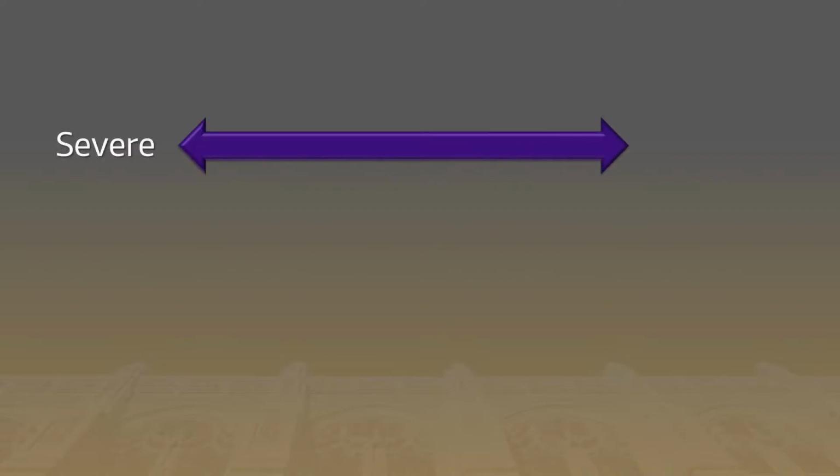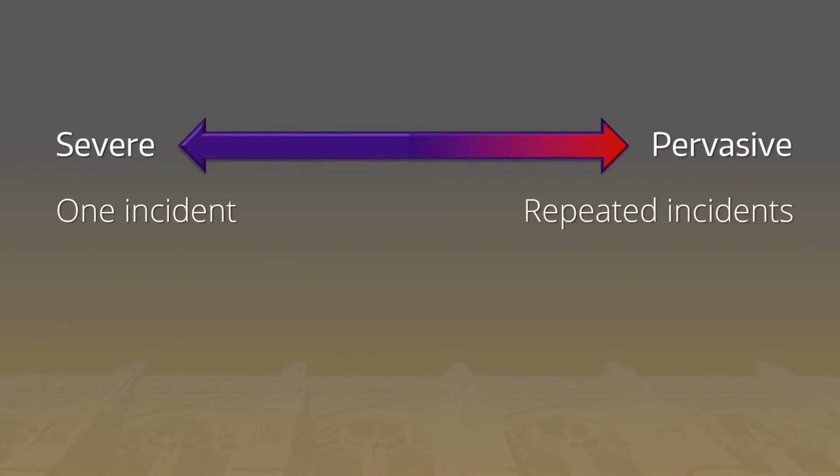The more severe the conduct, the fewer number of times the behavior must occur to be considered harassment. For example, a single incident such as one act of sexual violence, could be sufficiently severe. On the other end of the spectrum, a pervasive pattern of jokes or comments can amount to harassment.